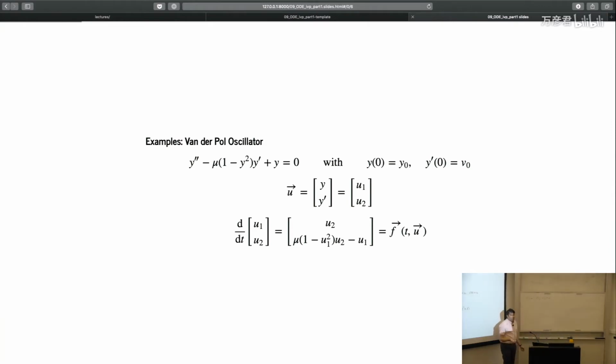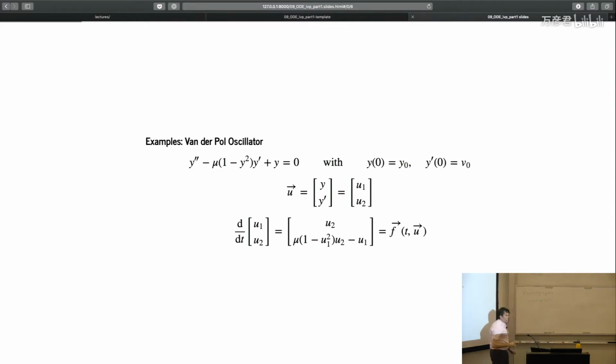We know what y prime is. That's u2. u2. 1 minus u1 squared times mu. But I don't have y double prime. Okay, so that's a little problematic.